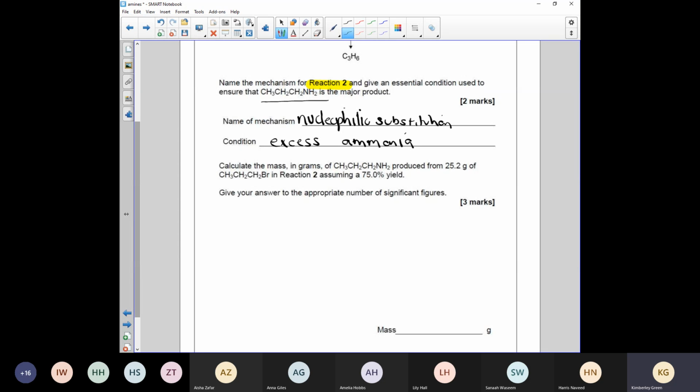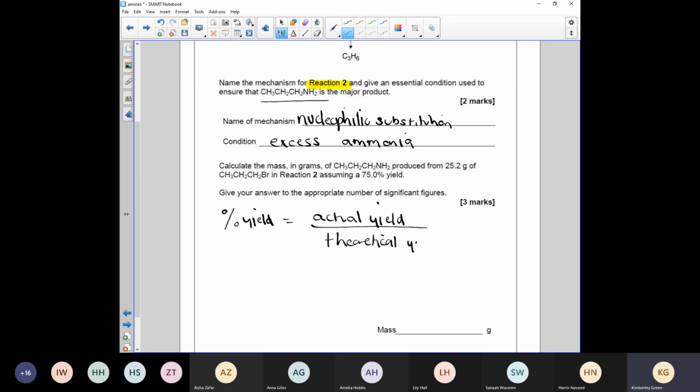Right, okay, so how do we work out percentage yield? For some strange reason, this always seems to get people. So percentage yield is your actual yield, in other words, what you have got, divided by your theoretical yield, in other words, what you should be getting.